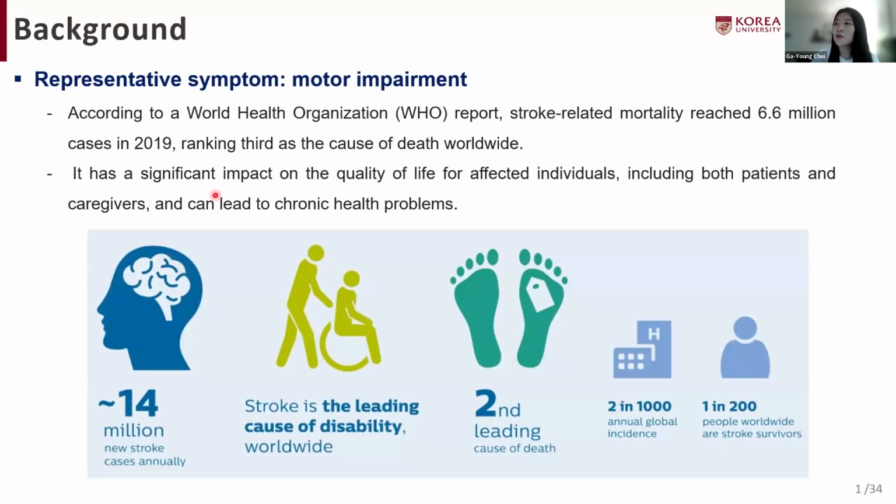According to the World Health Organization, WHO, the death rate related to stroke reached 6.6 million in 2019, making it the third-ranking cause of death worldwide. It is a major social problem that causes serious motor dysfunction, impacting the quality of life for both patients and caregivers, like family and friends, and potentially leading to chronic health issues. Therefore, understanding these challenges and developing effective rehabilitation programs are crucial.